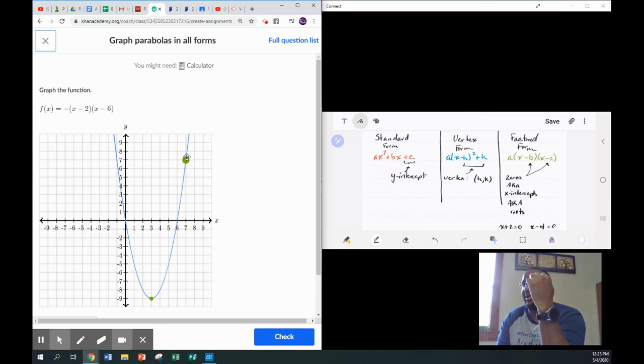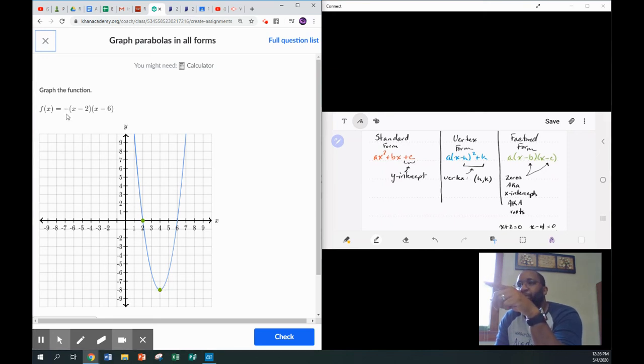So I can put one of my dots. Now this dot is for my vertex, and this dot is for one of my x-intercepts. So I can go ahead and put one on 2, but now I need to move this so that the other one's on 6. So there we go. So now the only question is, where should this dot be?